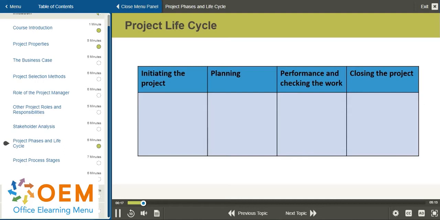As part of initiating the project, you determine the need for the project and its feasibility and set the project's goals. You'll also determine a high-level budget and schedule, identify risks, and list the known stakeholders.